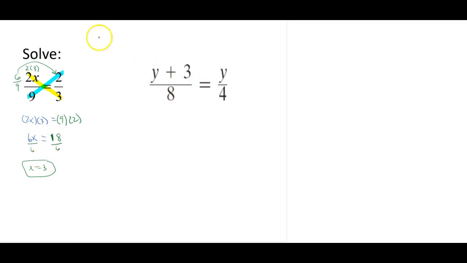Now the next one. I'm going to start by cross multiplying this way first. So 8 times y is 8y equals, now I'm going to cross multiply the other way. But if you look, I have one term times two terms, so I must do 4 times y plus 3. So this gives me 8y equals, what's 4 times y? 4y. What's 4 times 3? Plus 12.